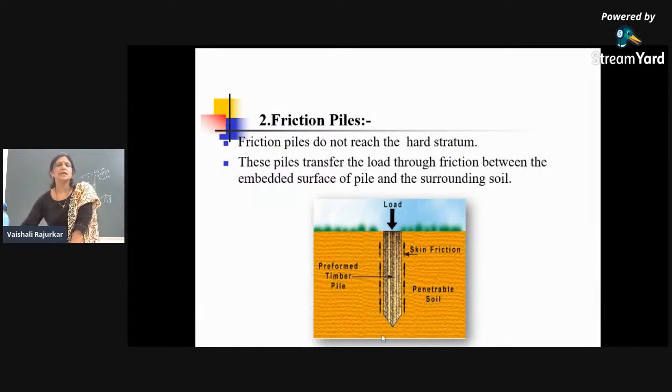Here you can see the frictional resistance is developed over the periphery, where the pile never reaches the hard strata, right? The friction pile does not reach the hard strata. These piles transfer the load through the friction between the embedded surface of the pile and the surrounding soil.